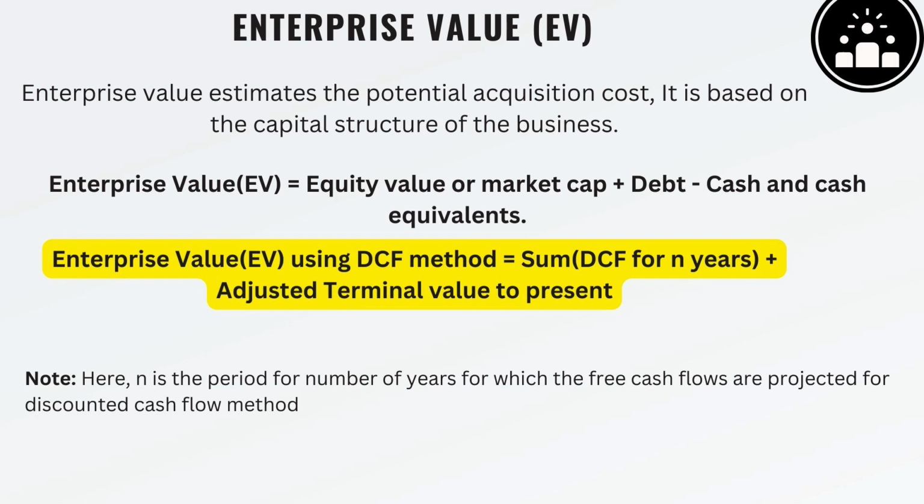The enterprise value can also be derived from the discounted cash flow method. As we have seen, the discounted cash flow method has two parts. The first is the projected cash flows for n years and the second one is the terminal value. Now enterprise value can be calculated by adding the sum of discounted cash flows for n years and the terminal value, which is adjusted to the present value, to get the enterprise value.